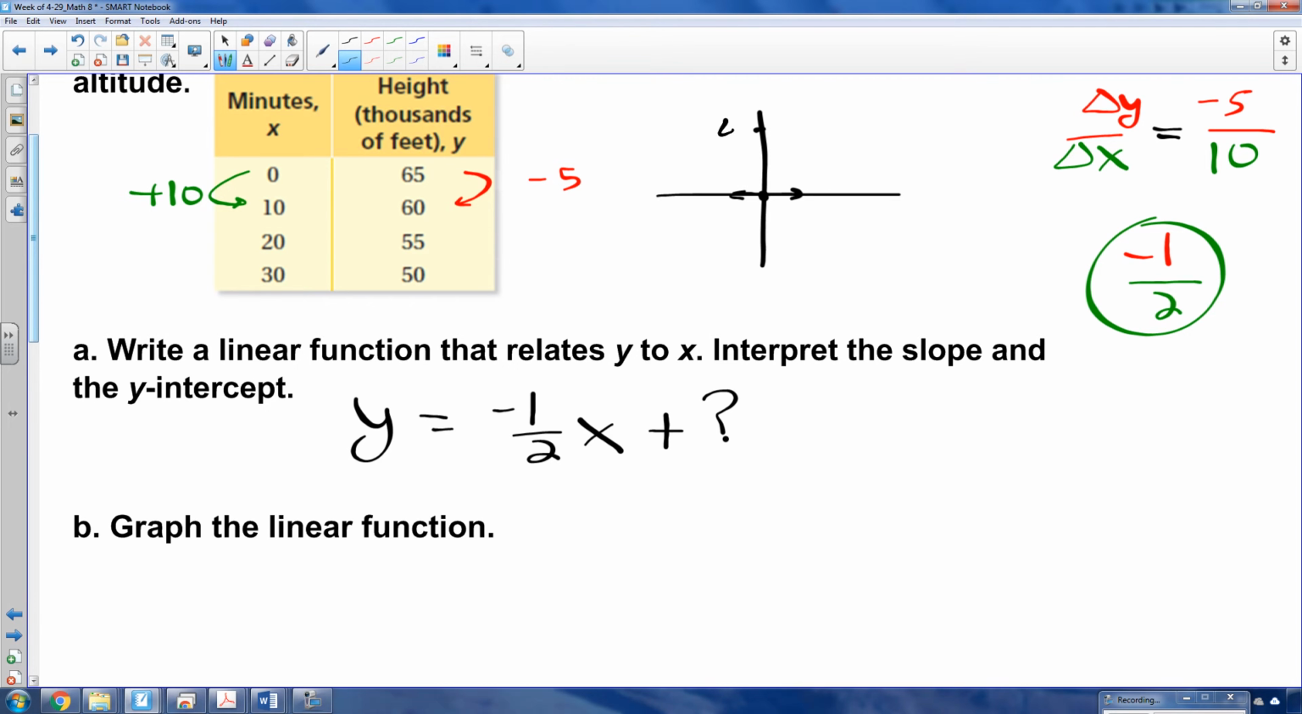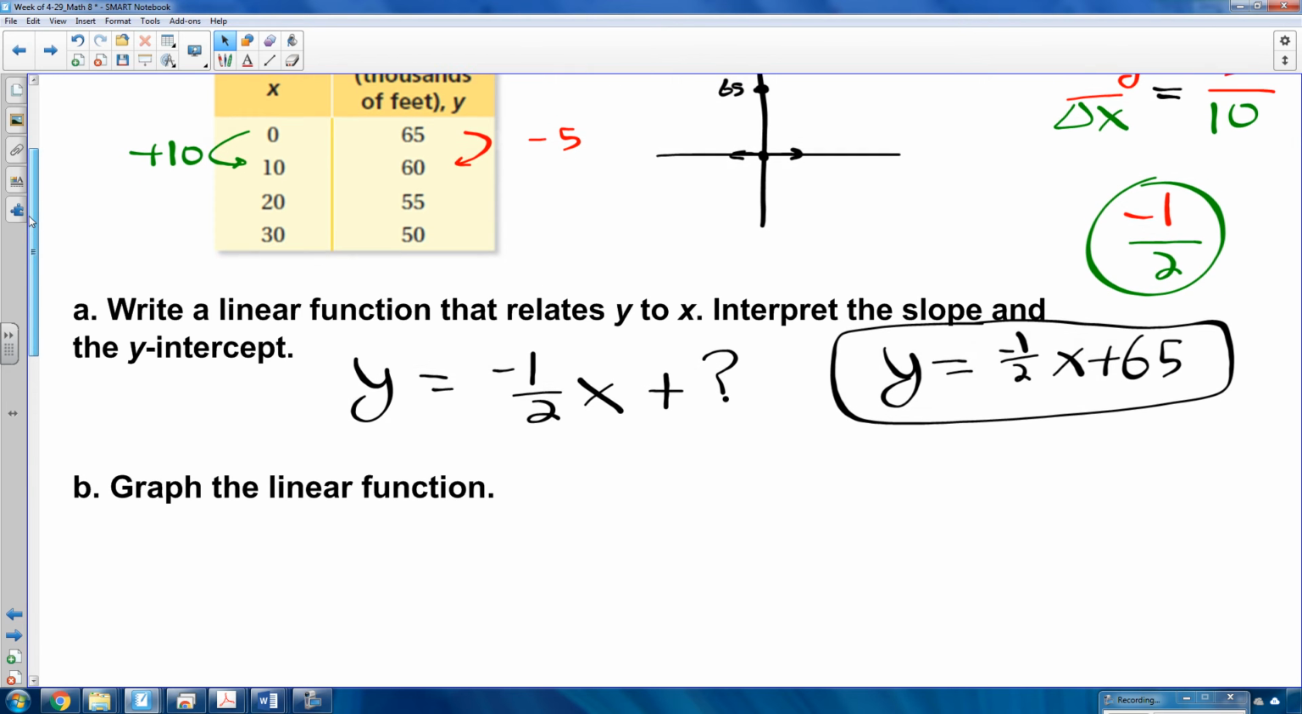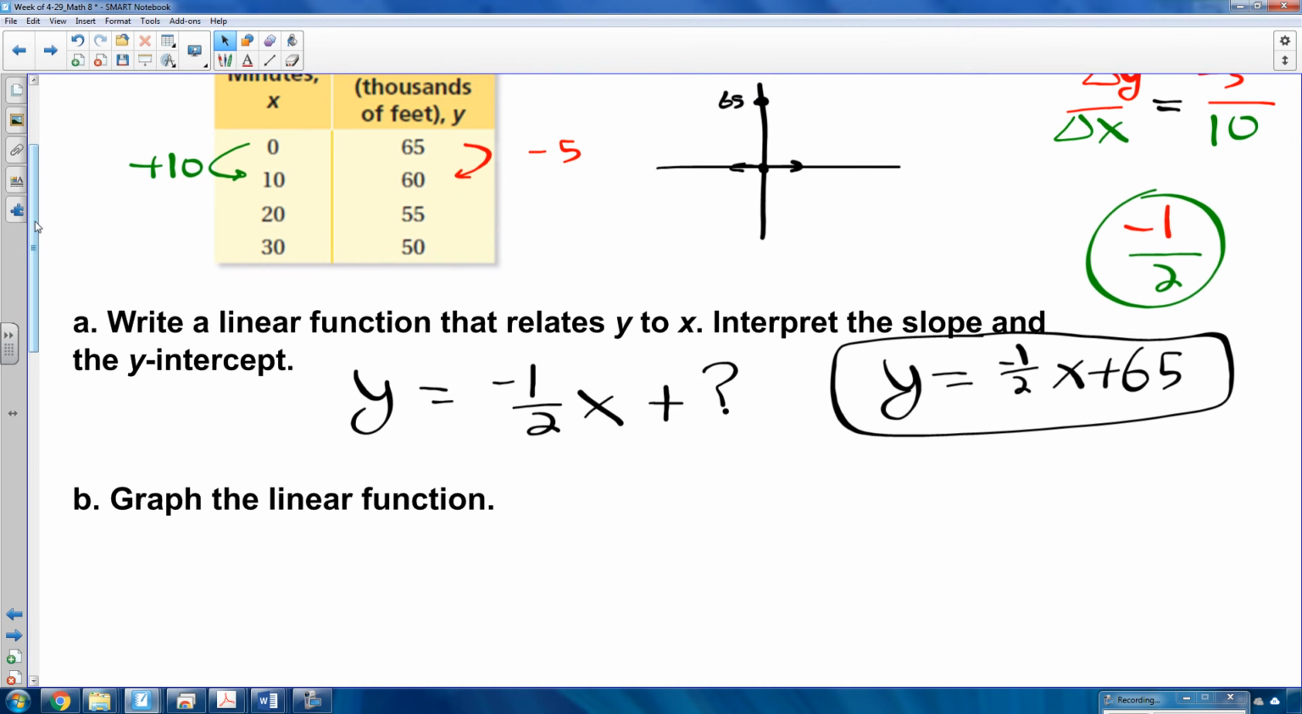So we can actually save ourselves some work by saying y equals negative 1/2 x plus 65. That's the function we want. That's a function because it will take any amount of minutes and tell you when that drone's going to be on the ground, for example. So now we want to graph it. I'm just going to do a little sketch so you can see, I started that graph, but here's just a sketch of that thing.